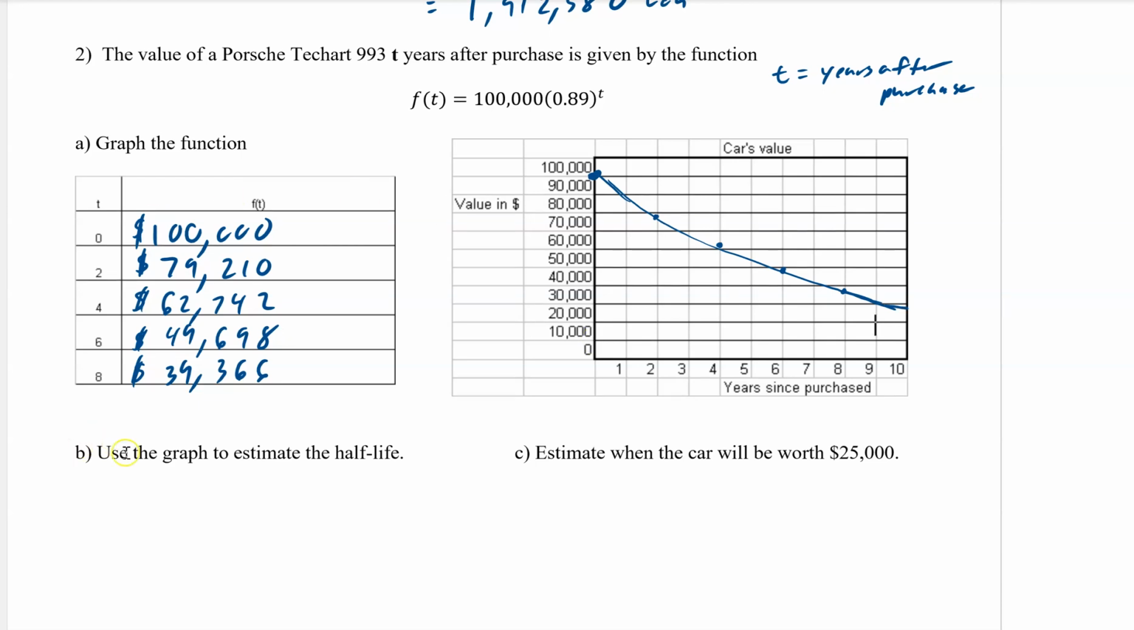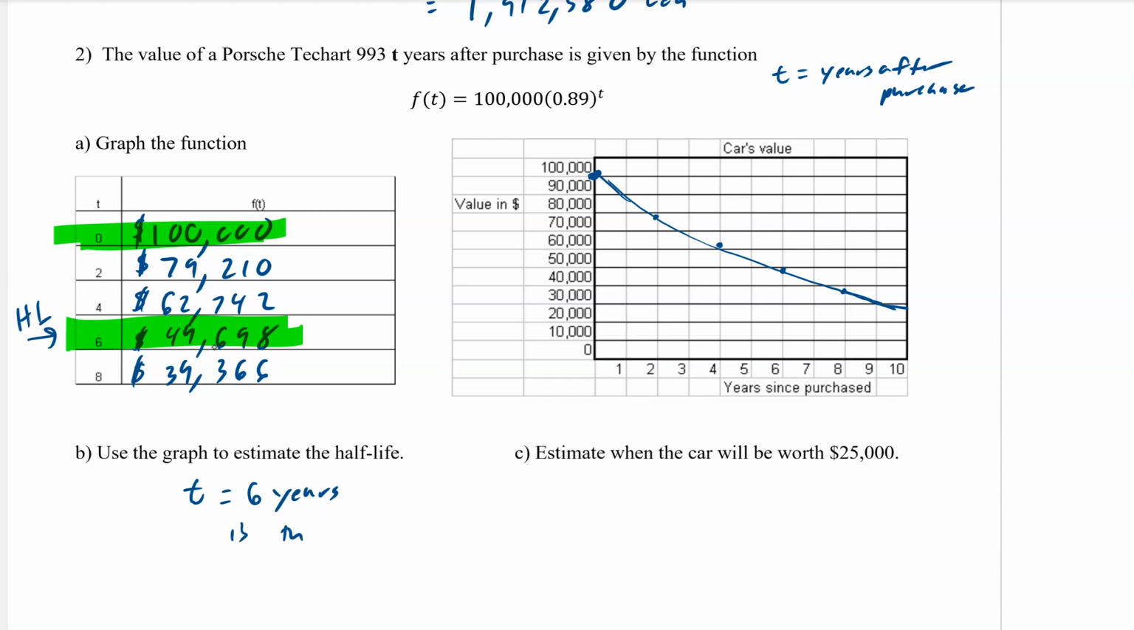All right, so it says here, use the graph to estimate the half-life now. So half-life just means it got cut in half. And so if you look at our initial value, we started at 100,000. So when does it become half? So half of 100 would be 50. So right here. That's our half-life. So this right here is our half-life. So 6 years. So t equals 6 years is the half-life. That means that every 6 years, the value of this car will be cut in half.